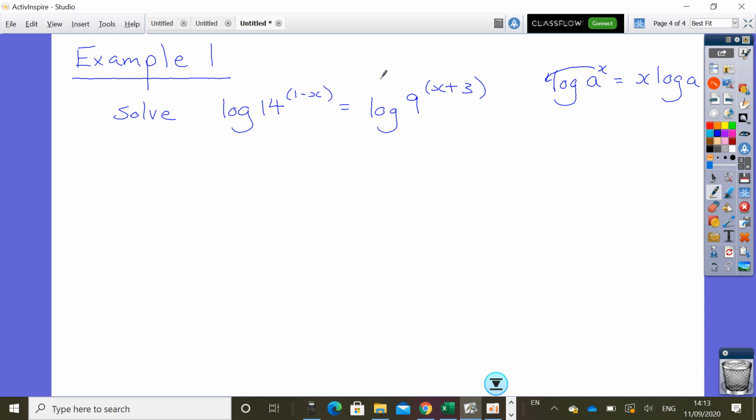So we are going to turn those powers, bring them down so we can deal with x in an easier way. So the next step will be writing all those indices as coefficients.